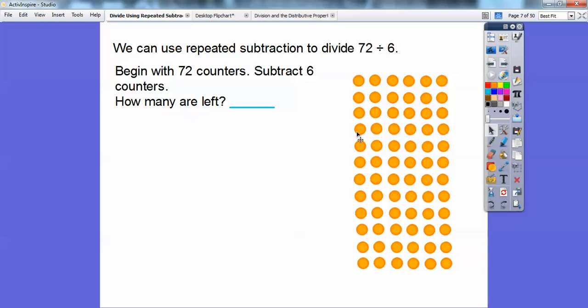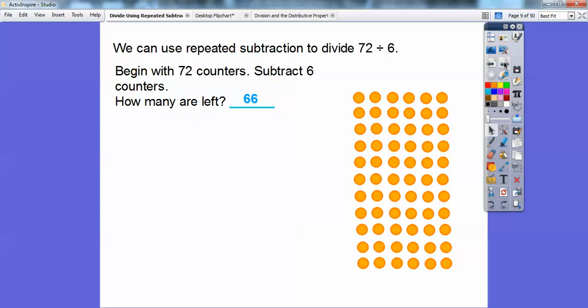We're going to divide this by 6. So I'm going to take away 6 right there, okay? Let me take those away. There they go. And then how many are left? We started with 72, and if we take away 6, it takes us down to 66, and if we counted them up, there's 66 left right there.